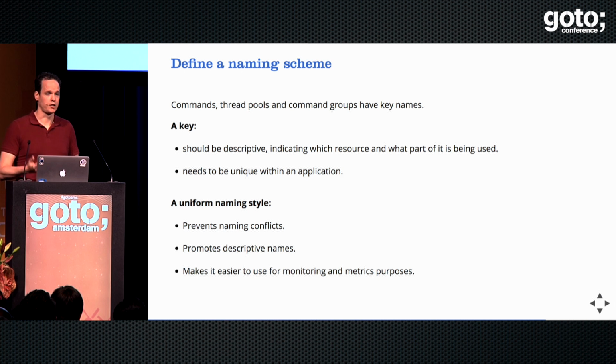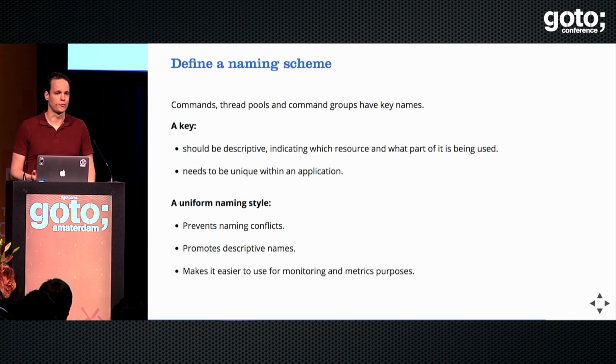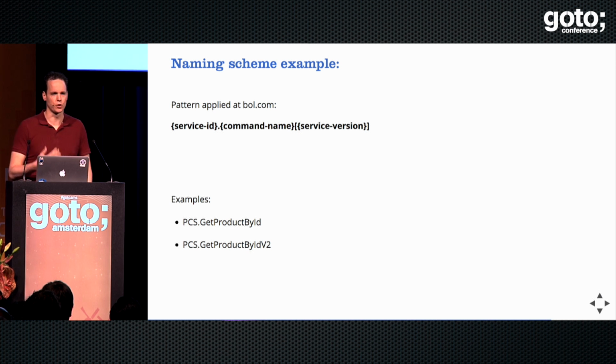Next thing. Commands, groups, and thread pools have names, and those names are really important. You need them for configuring your commands, so they need to be unique. But also, you see them everywhere in your monitoring systems and your alerting systems. So they need to be really descriptive and tell what that command is doing. So what we do is we incorporate the service ID, the short name of the service we're calling, and the command name. And the command name should always say what a command is doing. For instance, we have this PCS service, product content service, which gives product information. We have this method get product by ID. If you see that in a monitoring system, then you immediately know what is going on.